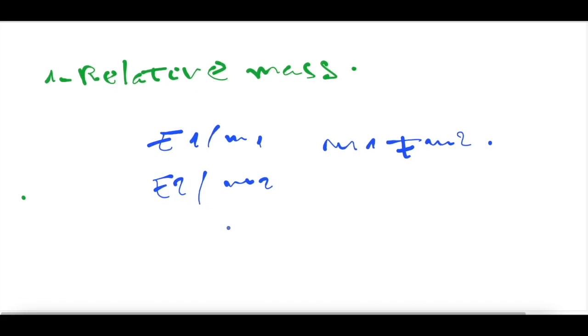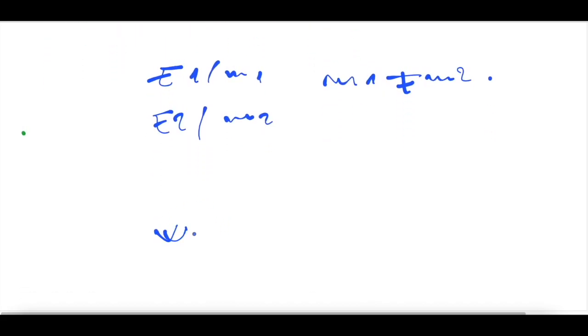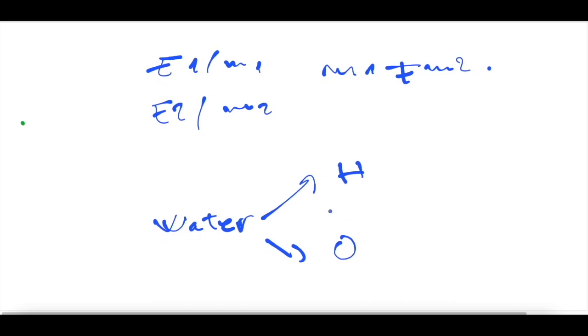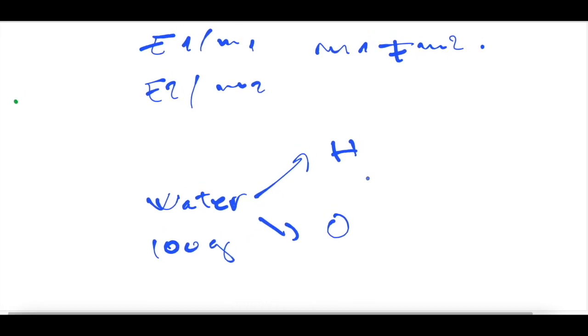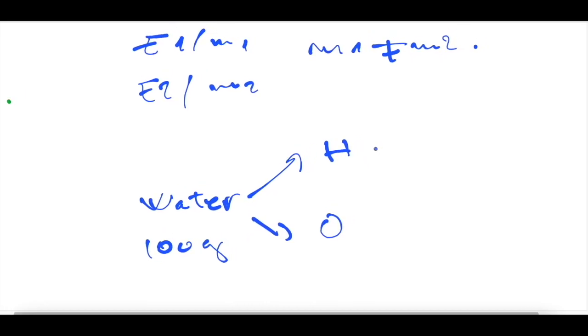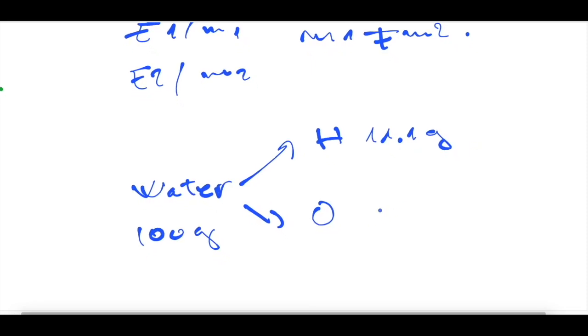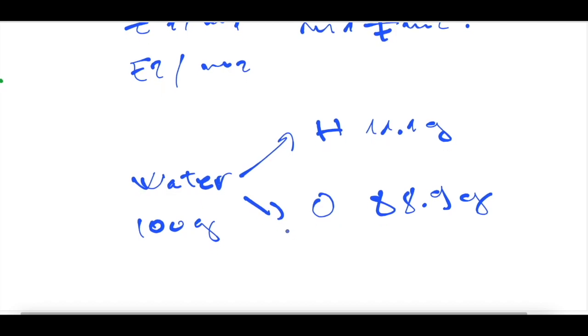And early work on the separation of water into its constituents, that are hydrogen and oxygen, indicated that for 100 grams of water there are 11.1 grams of hydrogen and 88.9 grams of oxygen.